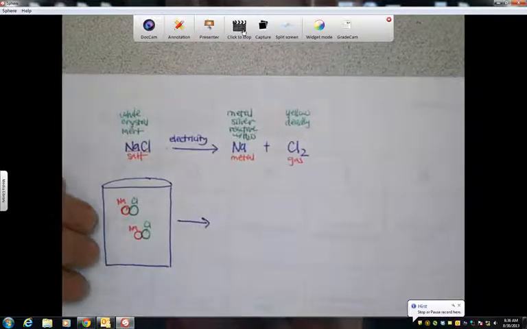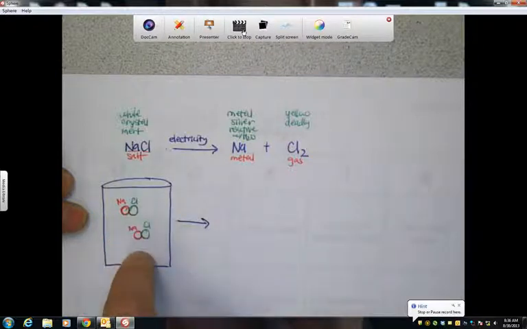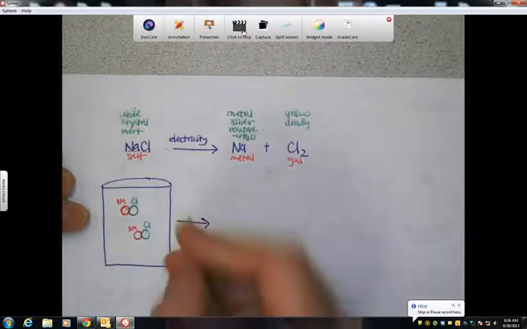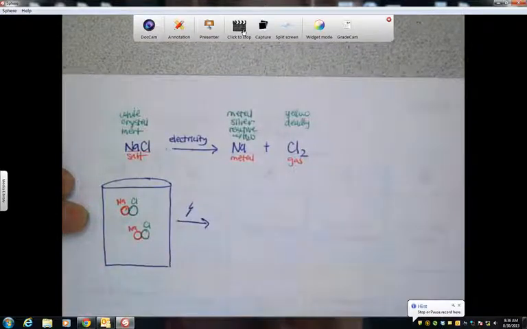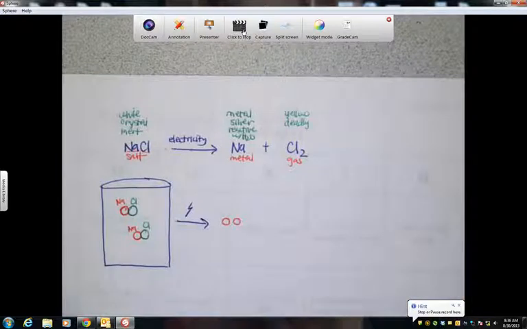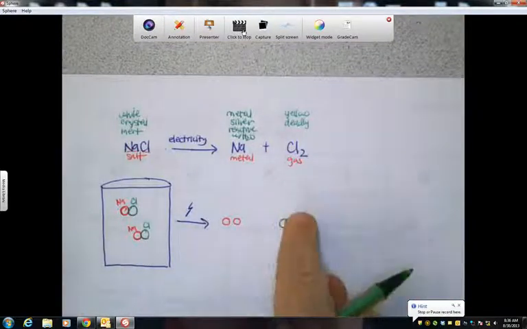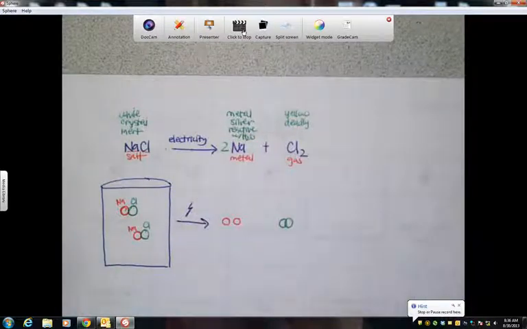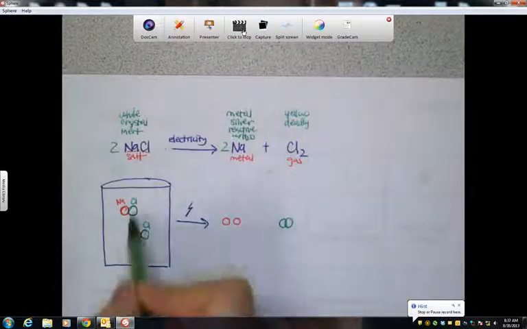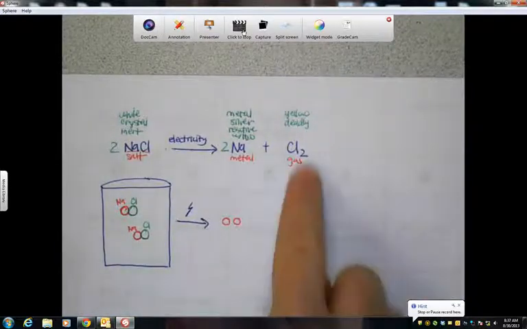So here's a little picture of kind of what's happening. Here we have two sodium chlorides. Here's one sodium chloride and here's another sodium chloride. And when I run electricity through it, I'm just going to draw a little lightning bolt so that you know I'm talking about electricity. What happens is the sodium kind of separates from the chlorine and then groups together. And then the two chlorines actually bond to each other and form chlorine gas. So we get two sodiums. We had two sodium chlorides, right? 1, 2. We get two sodium metal atoms, and then we get a bunch of chlorine, Cl2, bonded together.